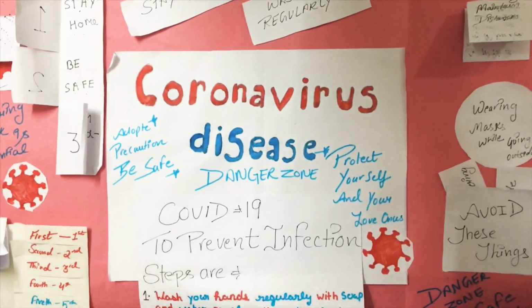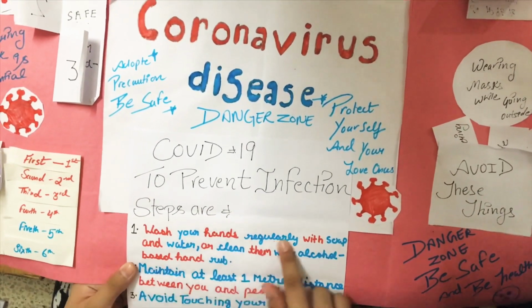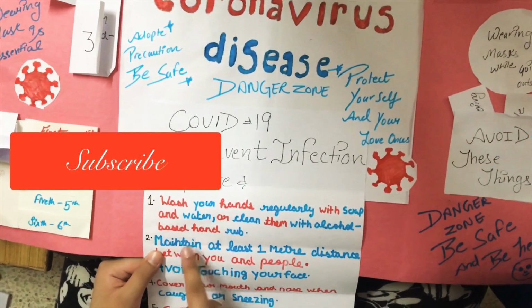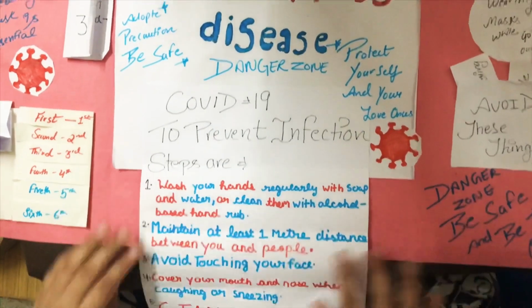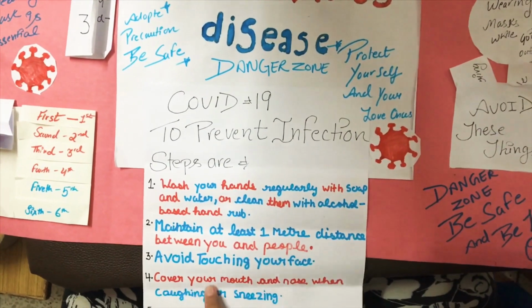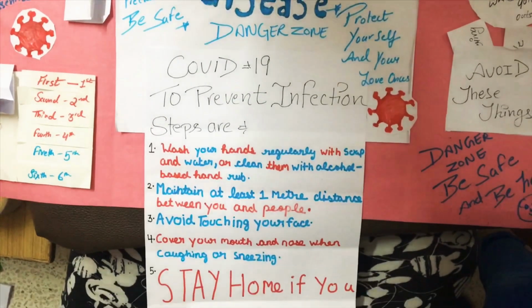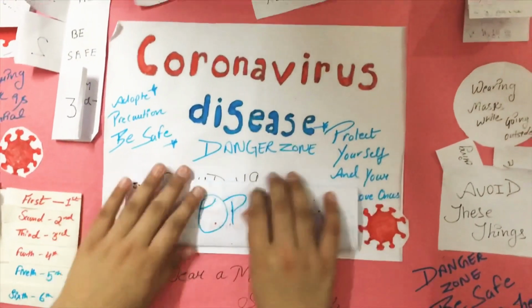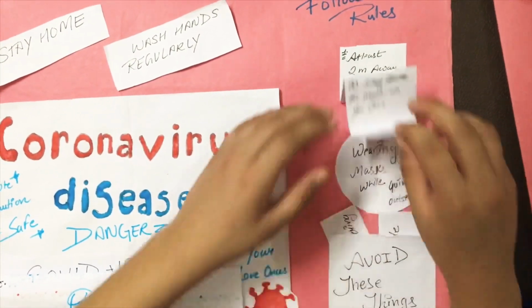Now this. To prevent infection, steps are: wash your hands regularly with soap and water. Second, maintain at least 1 meter distance between you and people. Avoid touching your face. Cover your mouth and nose when coughing and sneezing. Stay home if you feel unwell. If you feel unwell, go to hospital immediately.